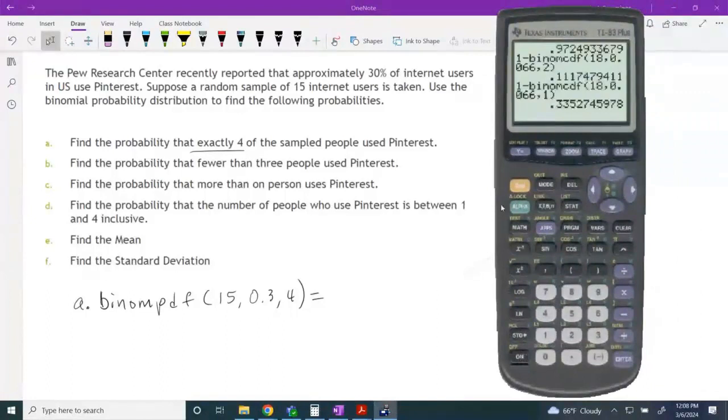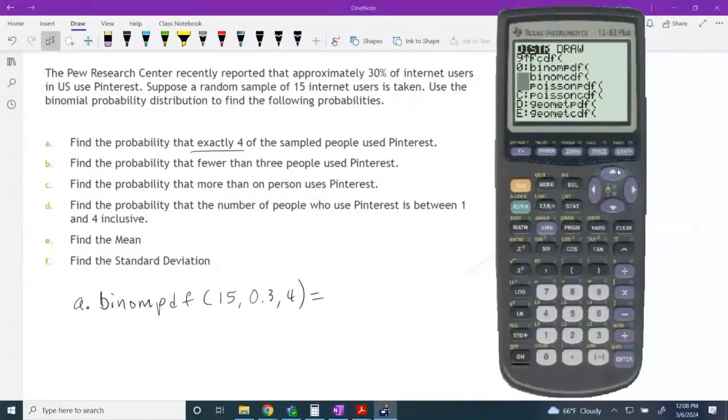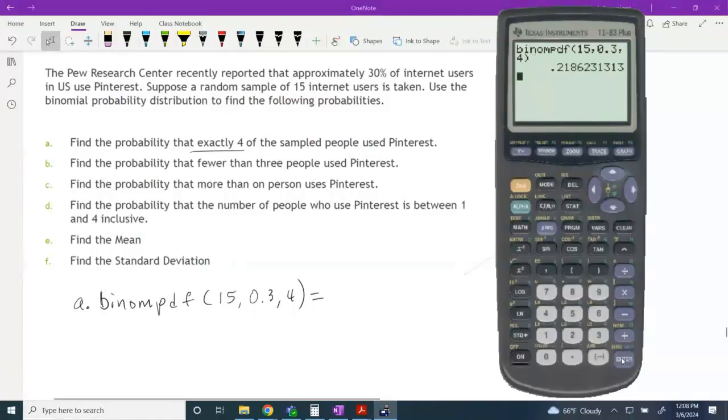So if we put that into the calculator, just going to clear it out. So that's the binomial PDF. N is 15. P is 0.3. And X is 4. And it doesn't tell us where to round, so we're going to round to 3 decimal places. So that's 0.219.